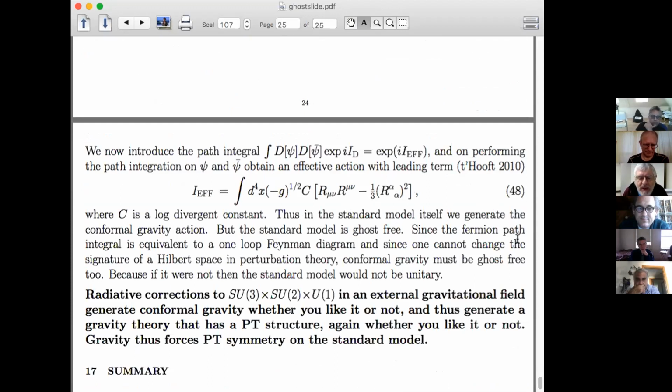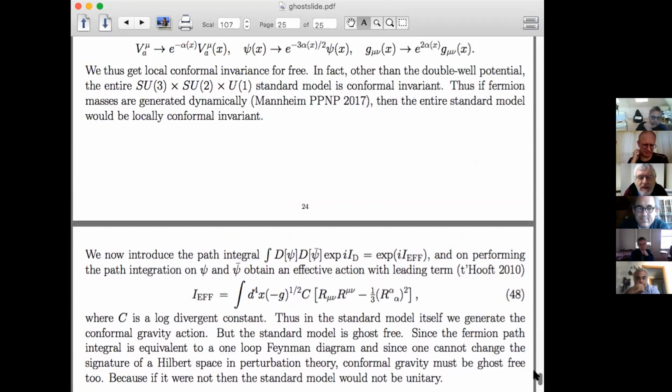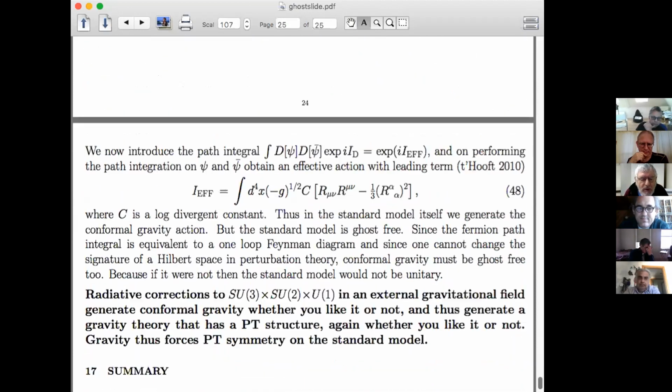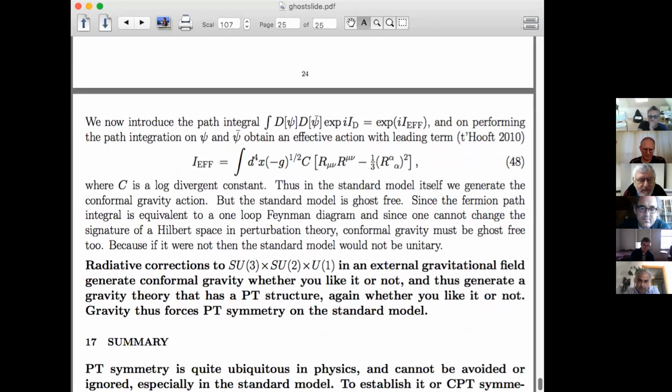The fermion path integral for this particular case, because it's only linear in psi bar and linear in psi, is equivalent to a one-loop Feynman diagram. But in a one-loop Feynman diagram, you're doing perturbation theory, you can't change the signature of a Hilbert space. Therefore, conformal gravity must be ghost-free, because if it were not ghost-free, the standard model would not be unitary.